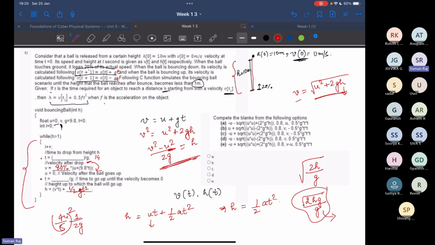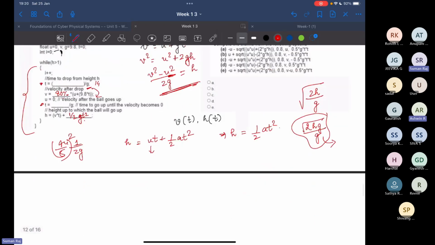So can we calculate for one at a time? Which one are you talking about? This time or this time? The first one or the third one? First one. Okay. So let me just copy paste this so that we have some space. Okay, we have some space over here.